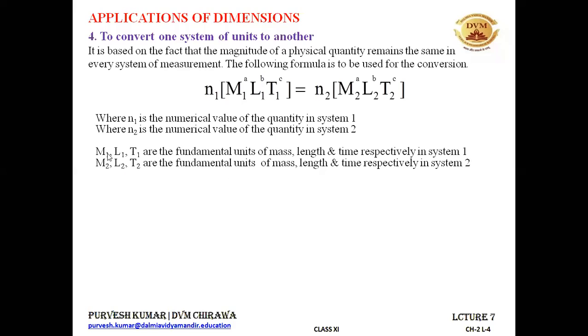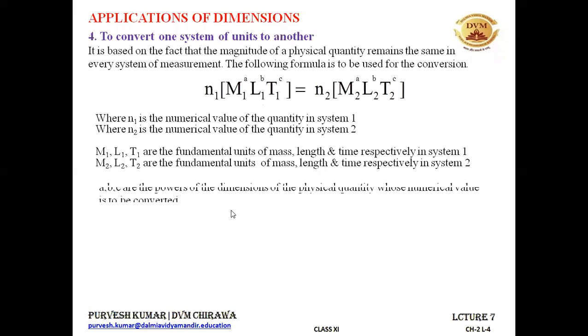All right. So those are the M1, M2 and L1, L2, T1, T2 in this formula. And now we have to tell you about A, B and C. So A, B and C are the powers of the dimensions of the physical quantity whose numerical value is to be converted. In almost every system, time is measured in seconds, so the base unit of time is second only. There may be some new system, say I create my own system, in which I measure time in minutes only. Then I have to take the base unit as minute. I hope that I have answered Barkha's question.